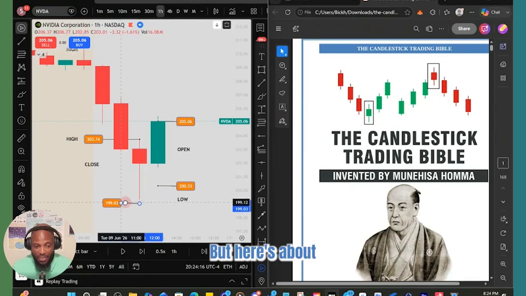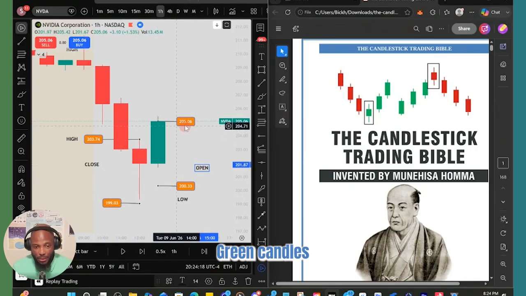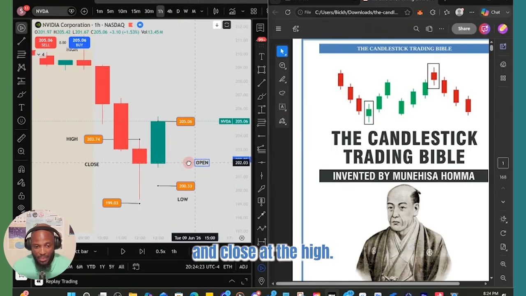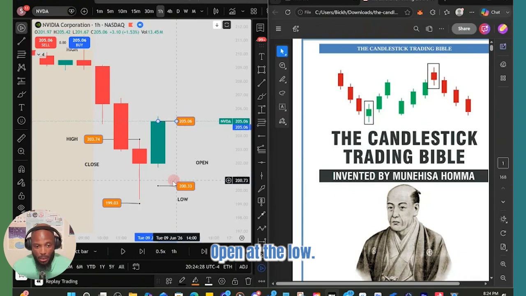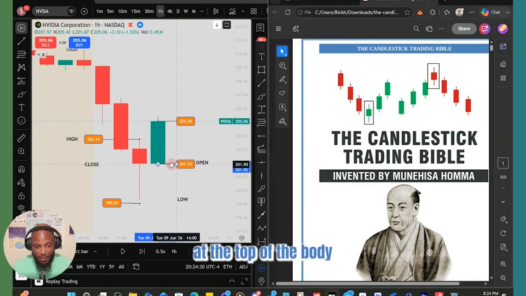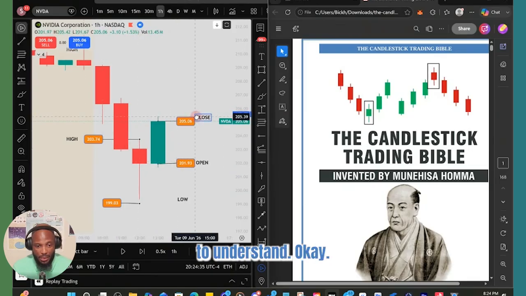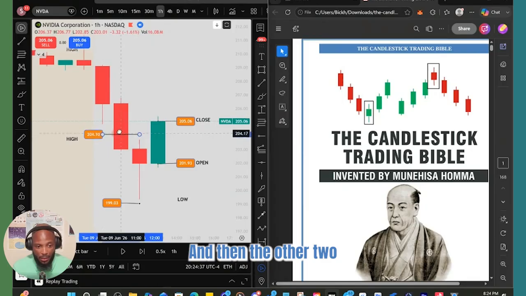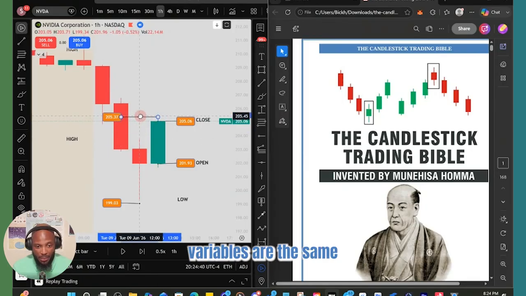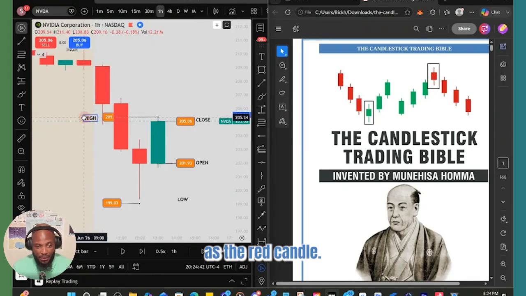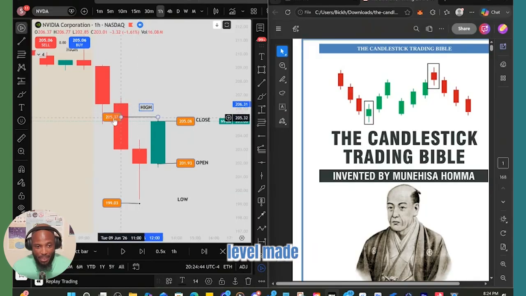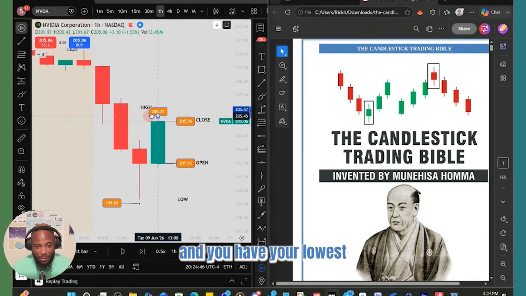But here's the thing about green candles. Green candles open at the low and close at the high. Close at the top, okay? Open at the low, close at the top of the body, okay? That is important to understand. And then the other two variables are the same as the red candle. You have your highest level made and you have your lowest level made, okay?